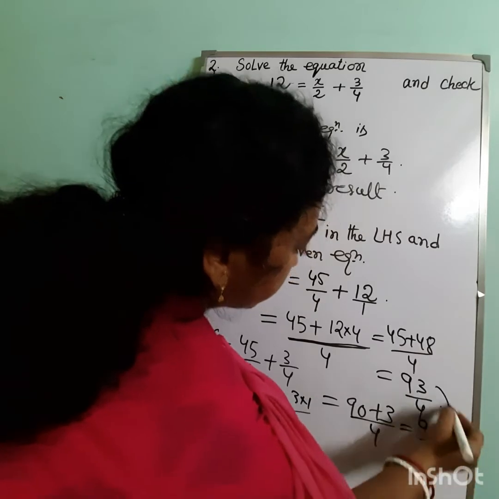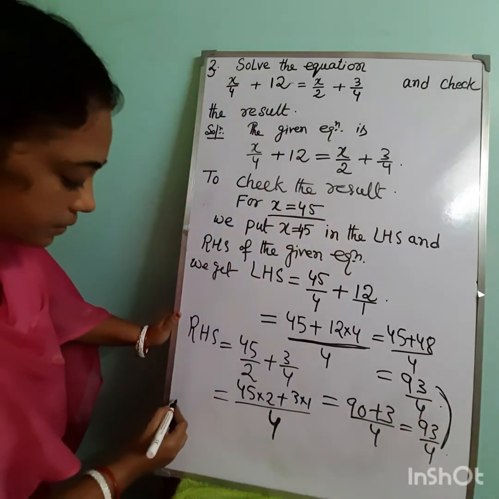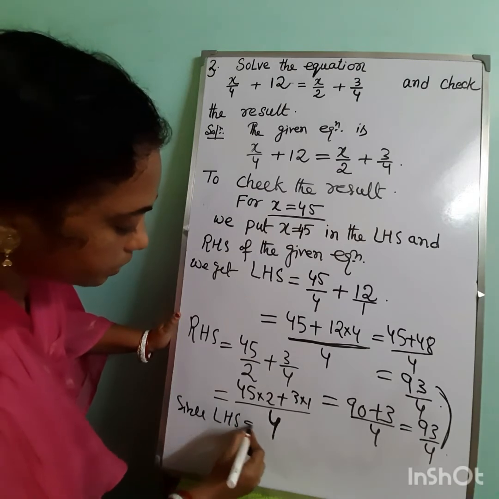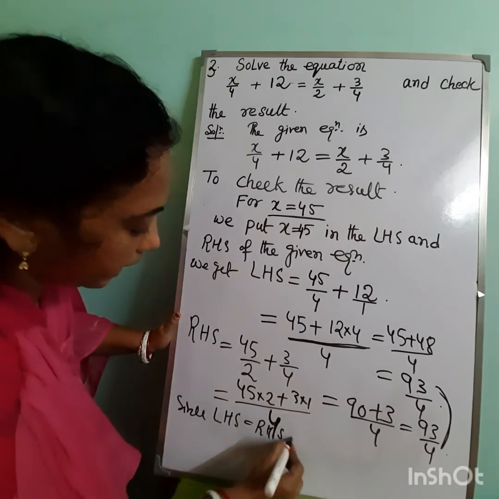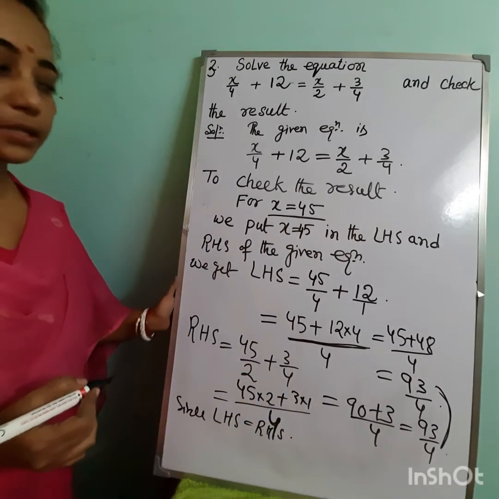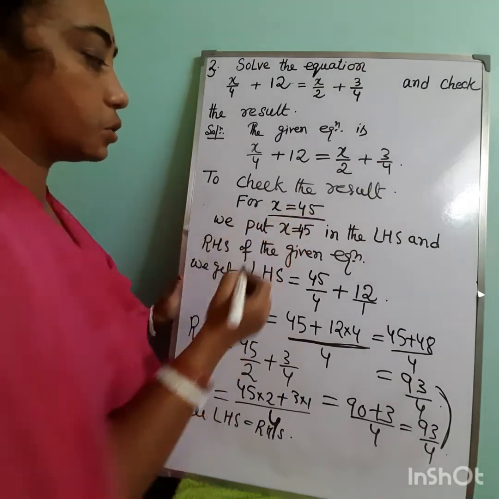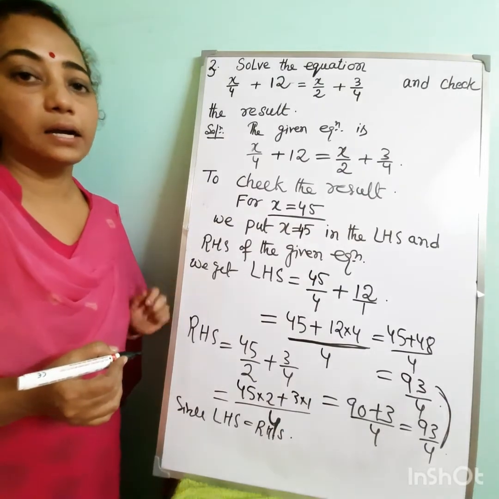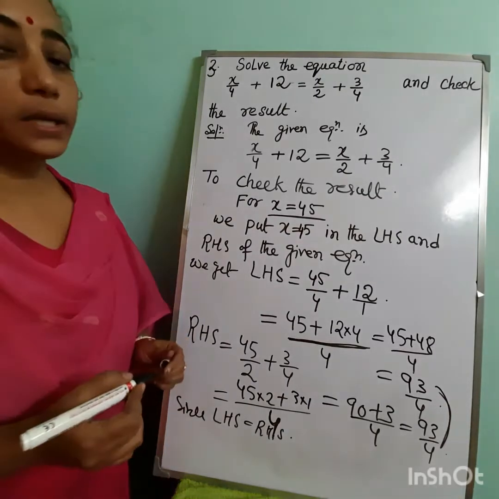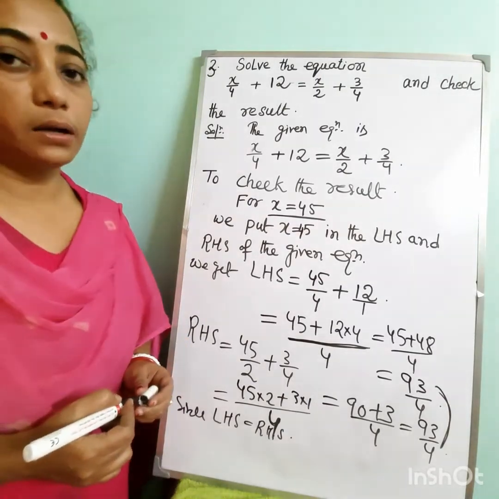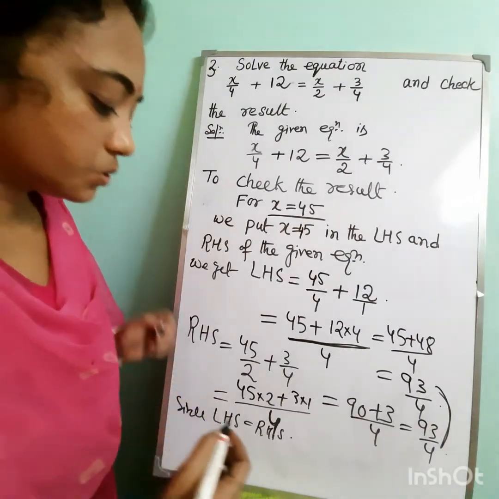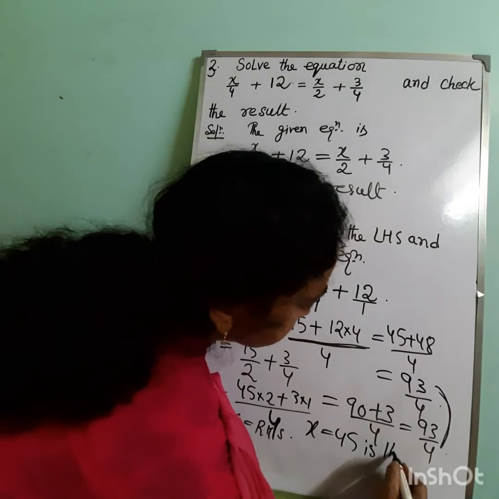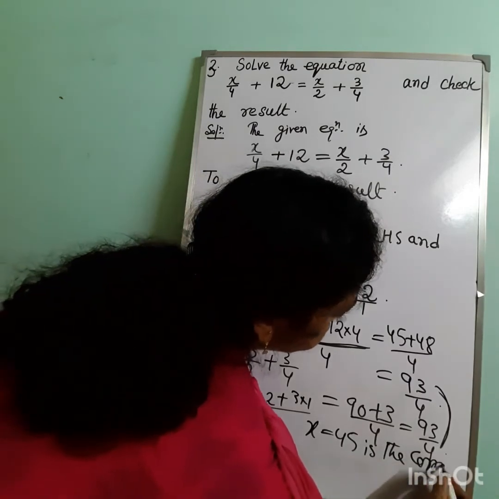We can see that both the results are the same, since left hand side is equal to right hand side. As both sides give the same result when we put the value of x equal to 45 in the given equation, we can say that x equal to 45 is the correct solution of the given equation.